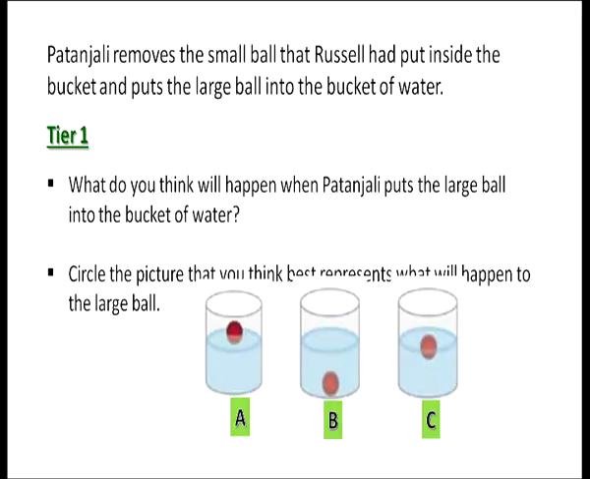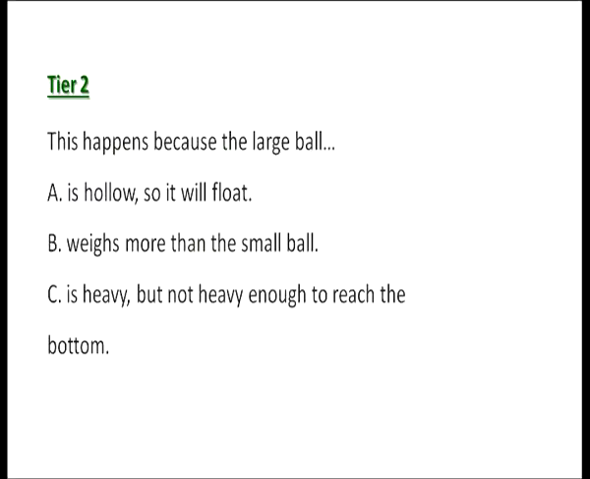There are 3 situations that are presented: A, B and C. So you have the A bucket, the B bucket and the C bucket. Circle the picture that you think best represents what will happen to the large ball when it is put in the bucket of water. So the child has to encircle, and the tier 2 question is concerned with why this happens. A: the large ball is hollow, so it will float. B: it weighs more than the small ball and therefore it sinks. C: it is heavy but not heavy enough to reach the bottom.